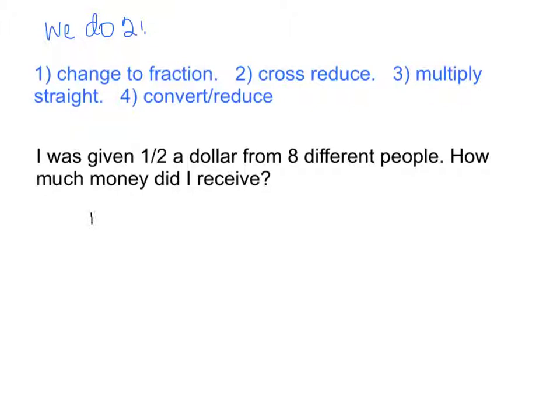So what this is saying is I got $50 from one person, then $50 from another person, then $50 from another, and another, and another, 8 times. Well, the shortcut for repeated addition is multiplication. So what we'll do is I'll say, okay, well, what is 1/2 8 times?